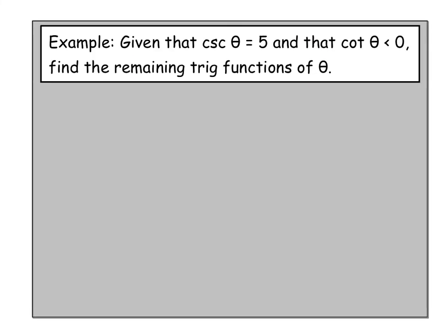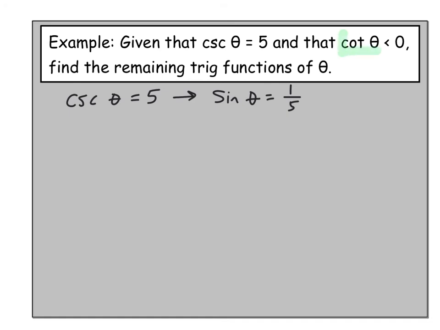All right, let's take a look at another example. Let's say we're given that cosecant of theta equals 5 and that cotangent of theta is less than 0. Can we find the remaining trig functions of theta? First off, again, I don't really like working with these reciprocal functions all that much. So if cosecant of theta equals 5, what that's telling me, indirectly, is that cosecant is the reciprocal of sine. So I know that the sine of the angle must be the reciprocal of 5, so 1/5. That might just be a quick conversion to make things a little easier to visualize.